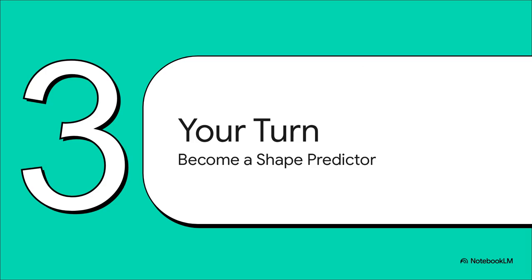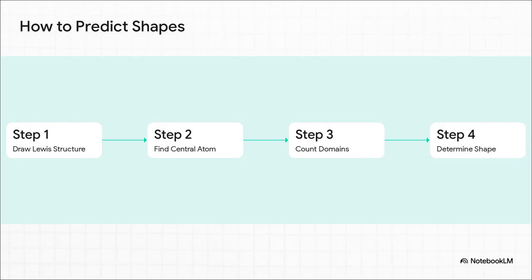Okay, so now you know the rules of the game. Electron groups repel each other, and those lone pairs repel the most. With that knowledge, you can basically predict the shape of almost any simple molecule. So let's quickly walk through how you can do it yourself. It's really just a simple 4-step process. First, you draw the Lewis structure, which is just a map of the electrons. Second, you pinpoint the central atom. Third, and this is the key, you count the number of bonding domains and the number of lone pairs around that central atom. And finally, you use that count to figure out the final shape.